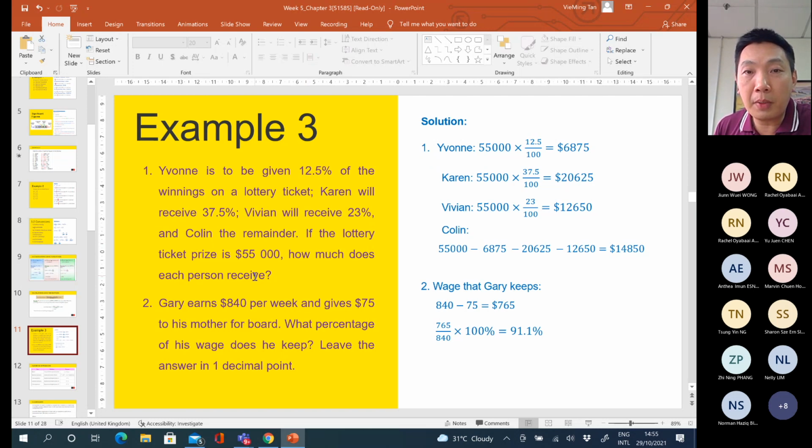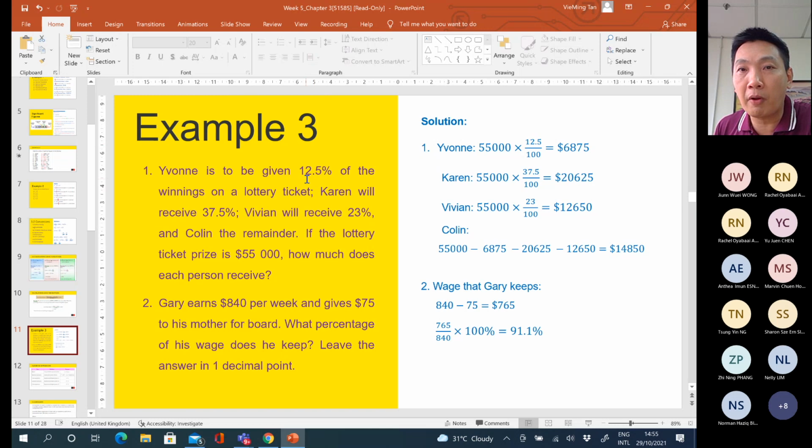If the lottery ticket price is 55,000, how much does each person receive? So assume that the total amount of prize is 55,000. How much will be received by VION, Karen, Vivian, and Colin, respectively? That's the meaning. So how to solve the problem? You have to use the total amount 55,000 multiplied by the respective percentage number already given in the question.